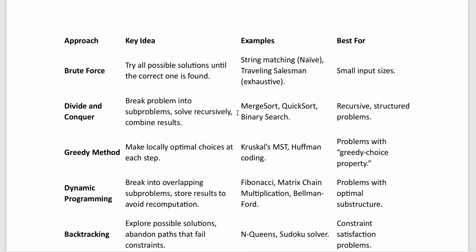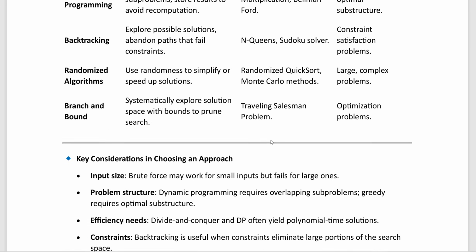You can refer to this table. For example, divide and conquer, as the name of the approach says, you have to break the problem into subproblems and solve those subproblems recursively. And then at the end, you have to combine the results. Examples of divide and conquer are merge sort, quick sort, binary search. And the divide and conquer approach is best for recursive or structured problems. So you can refer to this table where you can see in which case you can apply which approach, and what are the example algorithms for these approaches, right?